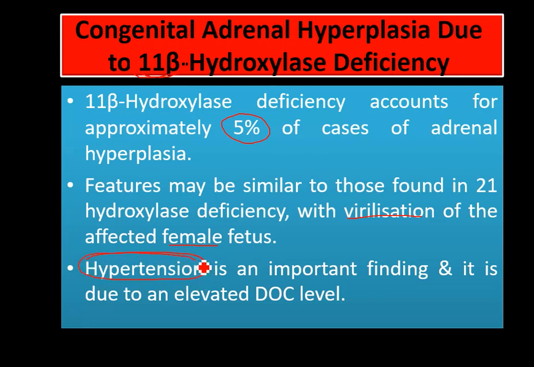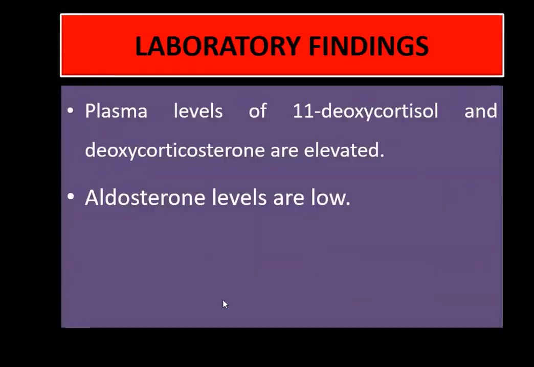In cases of 21 hydroxylase deficiency, there is severe dehydration, hypotension, and maybe cardiogenic shock. Here in this disorder, hypertension is an important finding, and it is due to elevated deoxycorticosteroid level. This is known as the salt retaining disorder. Lab findings in this disorder: plasma levels of 11-deoxycortisone and deoxycorticosterone are elevated. Aldosterone levels are low.